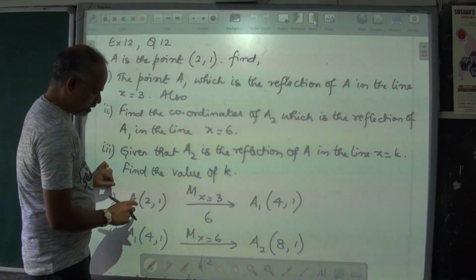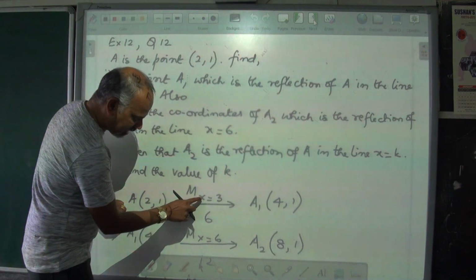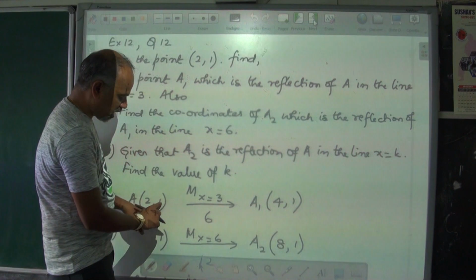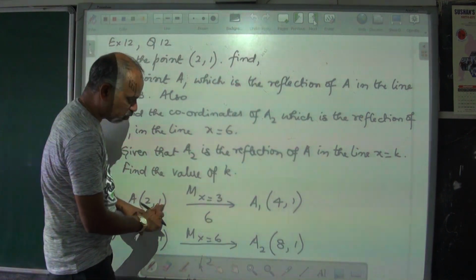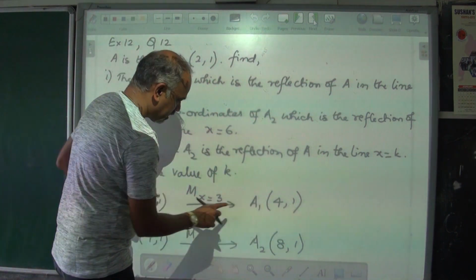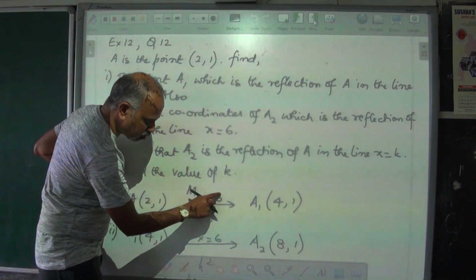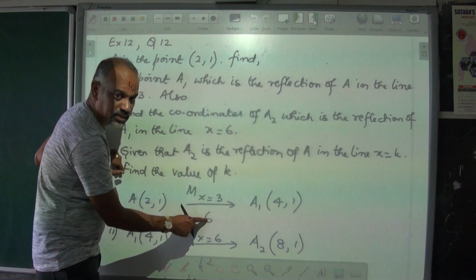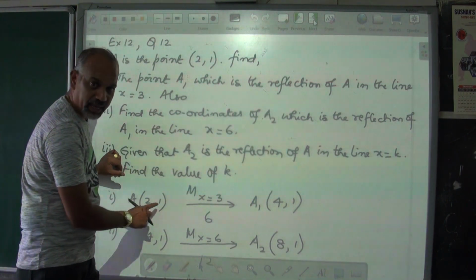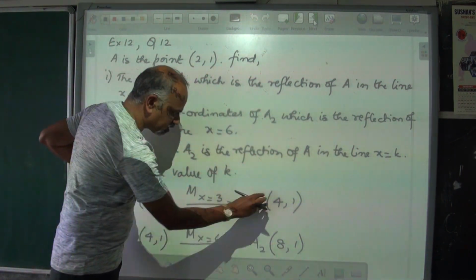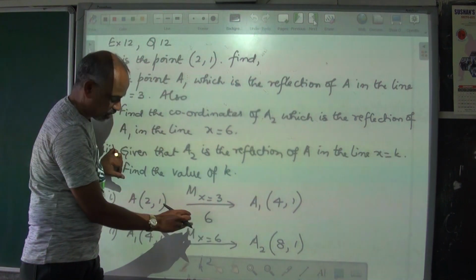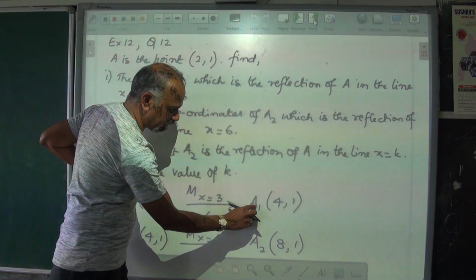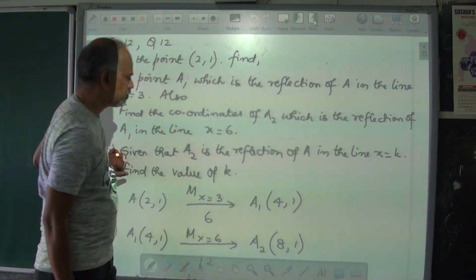Now, it is reflected in the line x = 3, which means x coordinates are going to change, y coordinate is not going to change. So the 1 remains the same. Now, the value that you see here is 3. Double this one, you will get the 6. The 6 is also the sum of both the x values. 2 added with something should give you the 6. So 2 plus 4 will give you the 6. Therefore, coordinates of A1 is (4, 1).